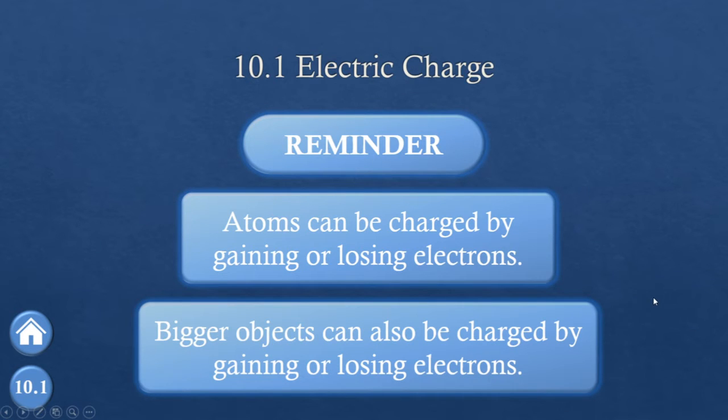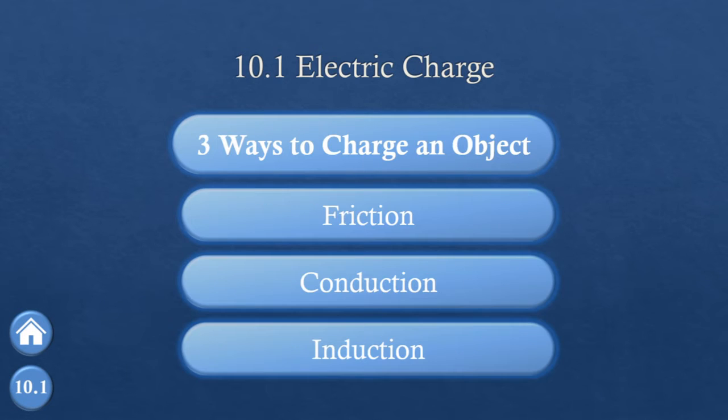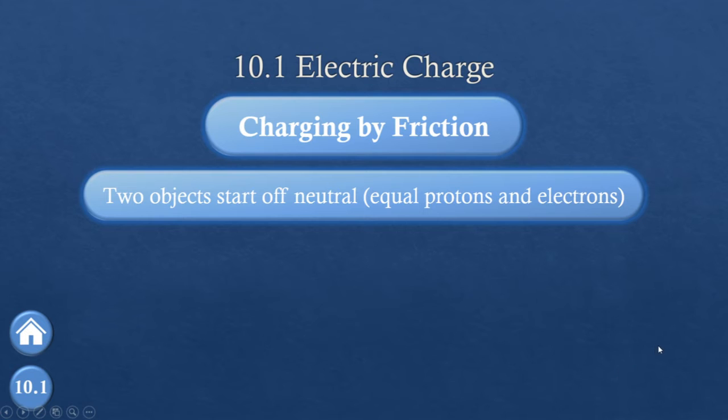So as we said, atoms can be charged if they gain or lose electrons. Well, bigger objects can also gain or lose electrons, and therefore they can become charged as well. There's 3 basic ways that an object can gain or lose electrons: charging by friction, charging by conduction, and charging by induction. So let's talk about each one. Let's start with charging by friction. When something gets charged by friction, well, if you know what friction means, it usually means things are rubbing together. And that's exactly what happens here.